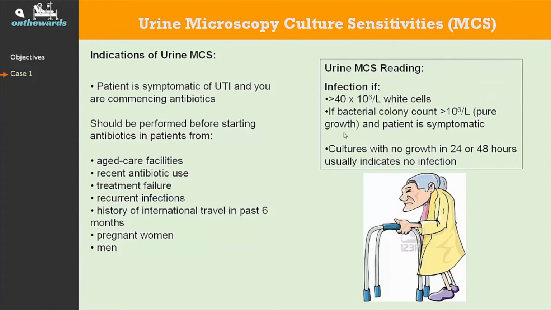All right, so when is it diagnosed that a patient does have a urinary tract infection? Well, it's an infection if they have greater than 40 times 10 to the 6 white cells, or if they have a large bacterial colony count of times 10 to the 6 and the patient is symptomatic. With patients who have cultures that come back as having no growth in 24 or 48 hours, it usually indicates there's no infection for the patient and that you can stop the antibiotics if they were on antibiotics.